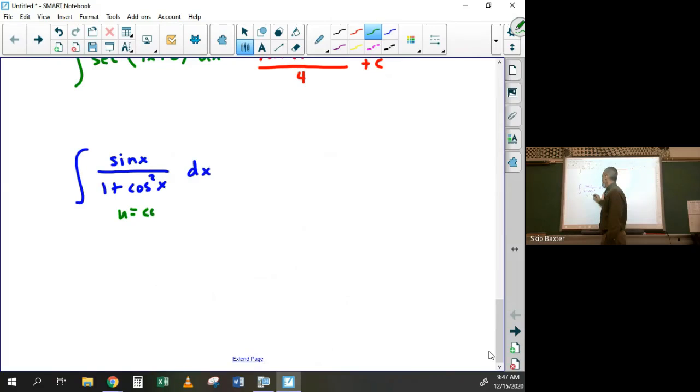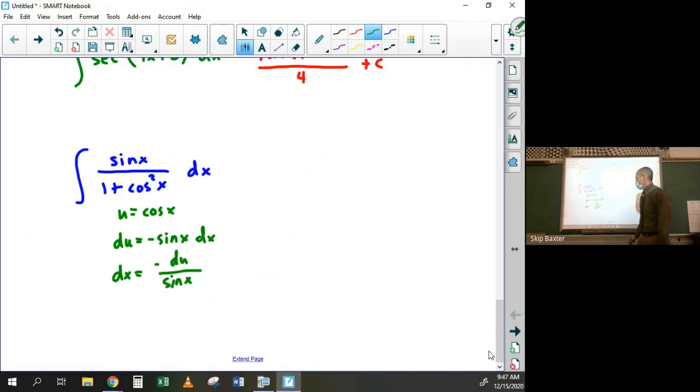So u is cosine x, du is negative sine x dx, dx is negative du over sine x. So then substitute in. Now I have the integral of sine x over 1 plus u squared times negative du over sine x. So the sine x cancels, which is good. That's what we wanted to have happen.